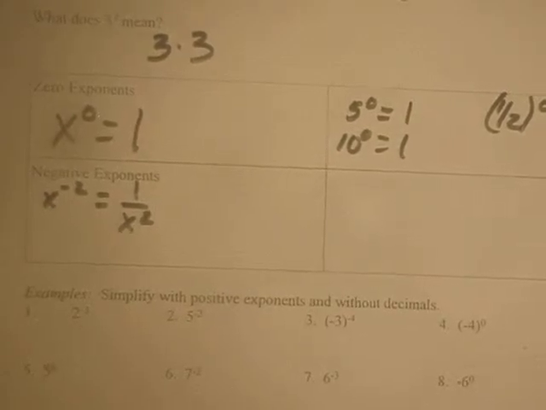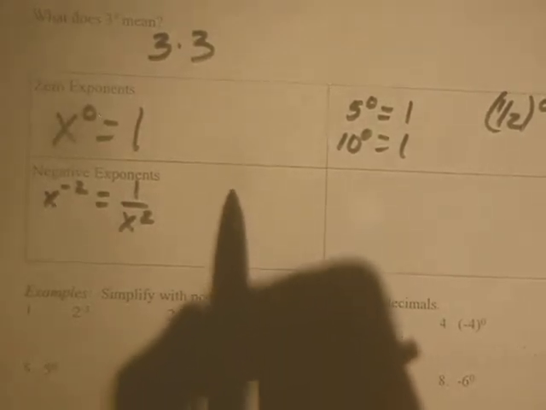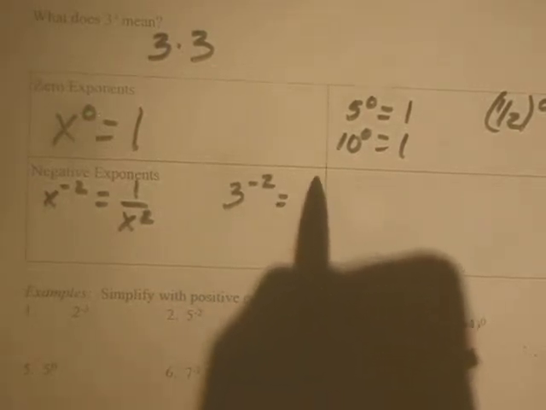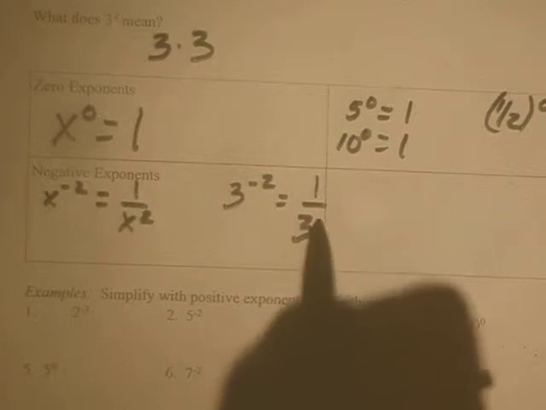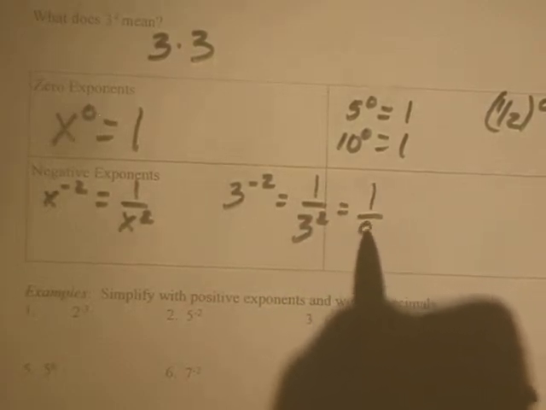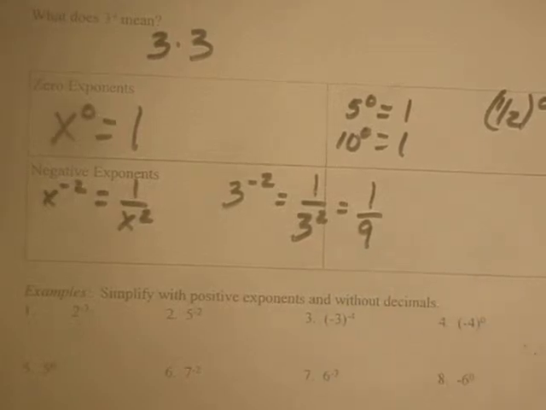We could do this with numbers also. If you had, say, 3 to the negative 2, that is the same as 1 over 3 squared. And 3 to the second power is 9. And I'm going to ask that you write these as fractions. I don't want them written as decimals. I would like them written as fractions.